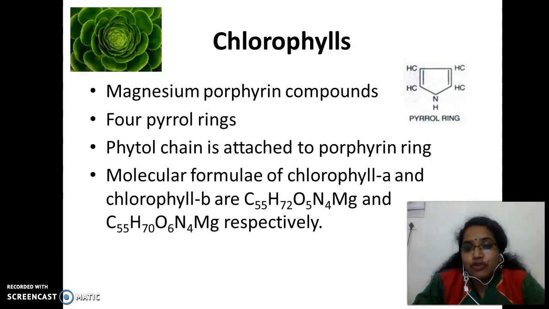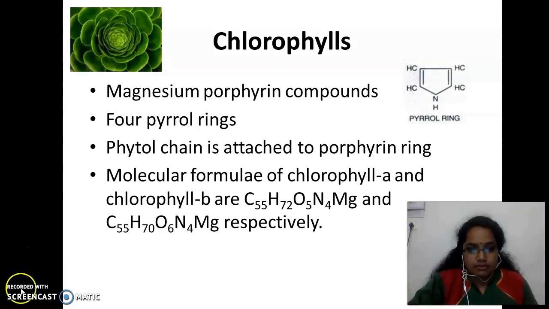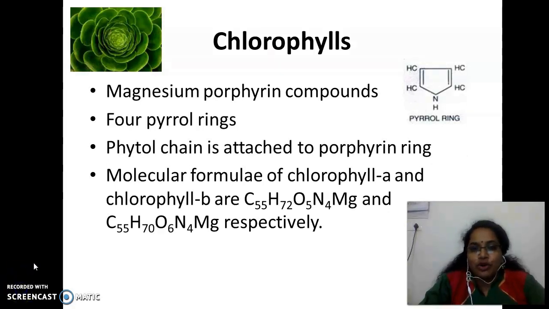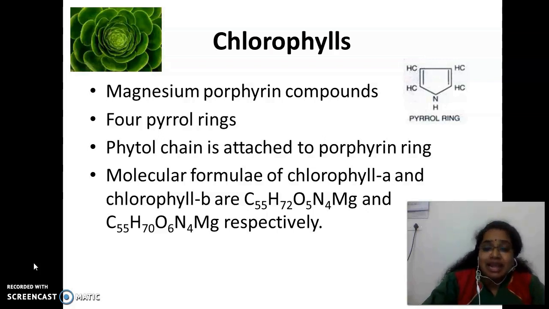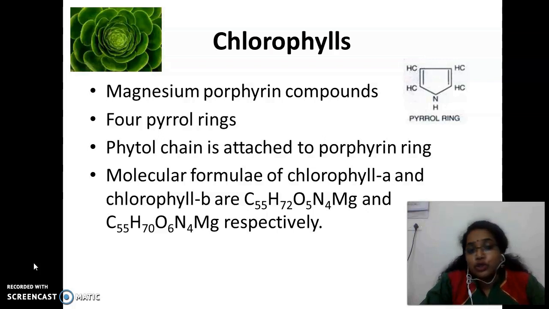Coming to the structure of photosynthetic pigment, the chlorophyll molecule is also called a magnesium porphyrin compound. It has four pyrrole rings and a tadpole-like configuration consisting of a porphyrin head and a phytol tail. The porphyrin head is made up of four pyrrole rings interconnected by methane groups. In the center of the pyrrole rings, a divalent magnesium is present. The phytol tail consists of a 20 carbon long chain.